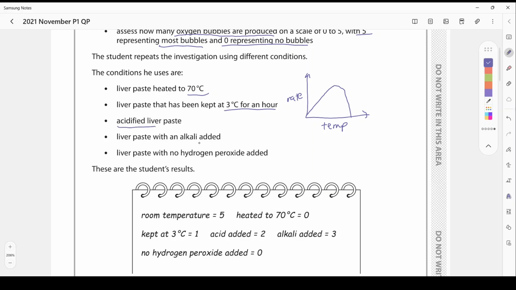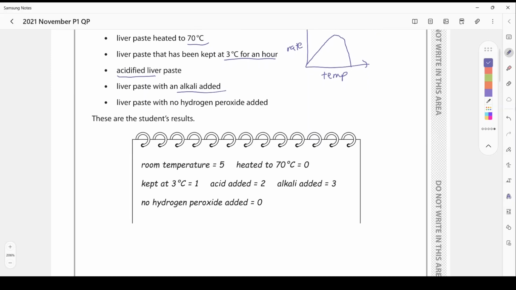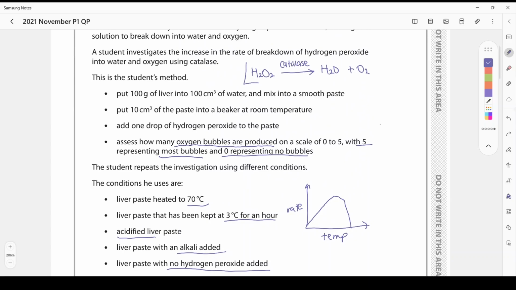They've also used acidified liver paste, and also they've added alkali. So they've changed up the pH there. If the enzyme is working at a pH that is not its optimal pH, then the enzyme would denature, and you would have a decreased rate of reaction. And then lastly, they have liver paste with no hydrogen peroxide added. This last condition is basically the control for this experiment. You want to make sure that any bubbles produced are due to the reaction between the catalase and the hydrogen peroxide. The hydrogen peroxide is the substrate, and if you don't have the substrate, then you can't have the reaction.